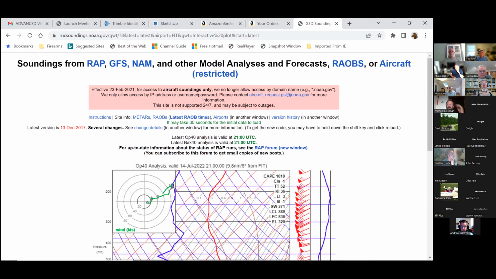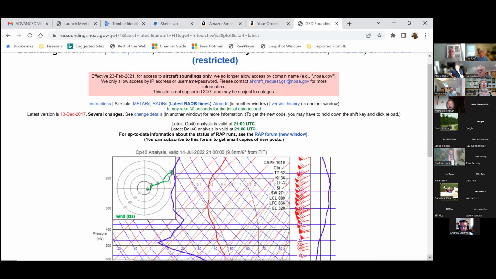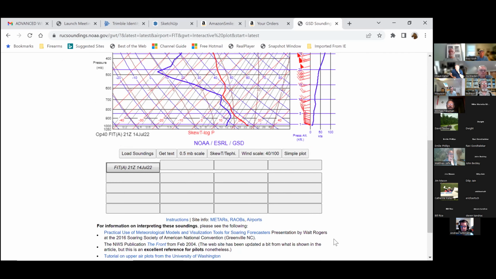You can choose which analysis you want to have presented, and you can pick different times down here in the lower portion. So you can load a new sounding. And these are fundamentally forecasts.